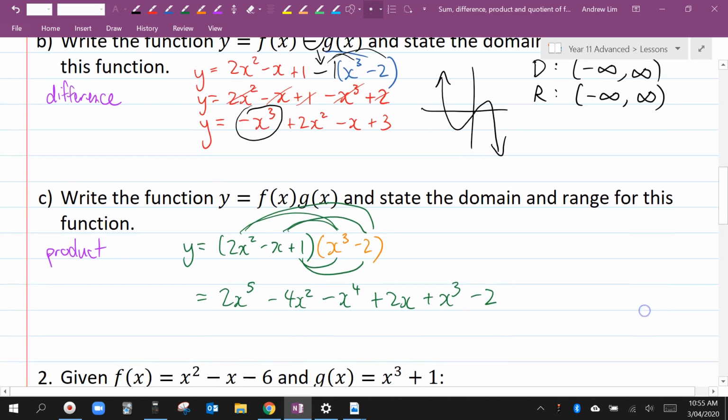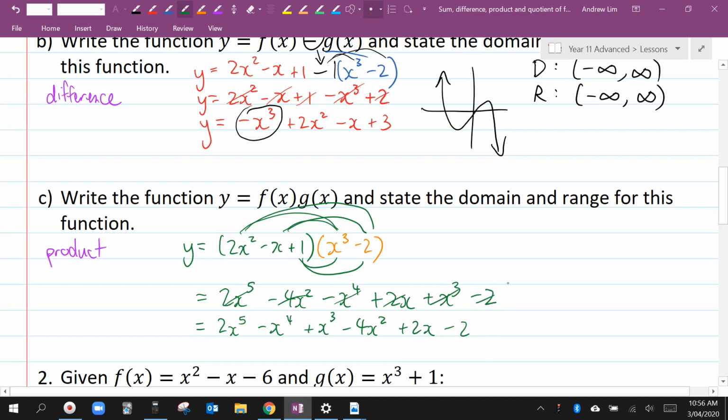Okay, and now we're just going to rearrange all of these in descending order of power. So we have 2x to the 5 minus x to the 4 plus x cubed minus 4x squared plus 2x and minus 2.